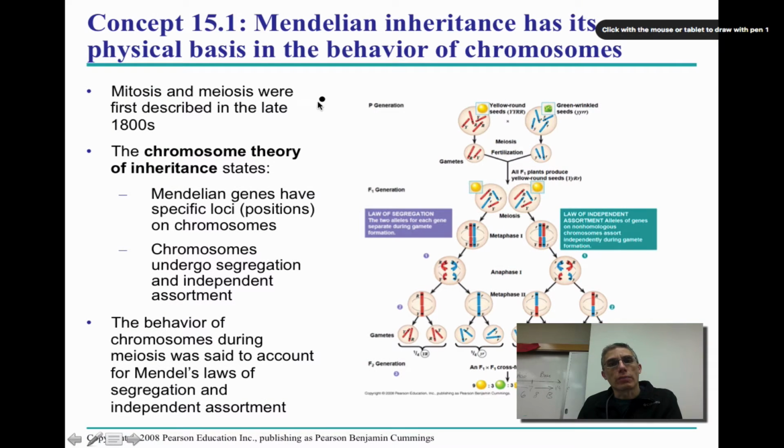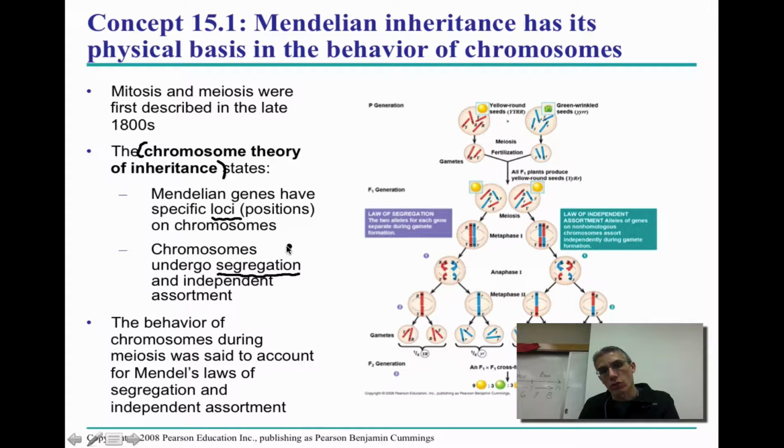So before we get too far into 15, we want to look at, again, the simple idea of Mendelian inheritance. Now, something we're going to focus on at the very beginning is something called the chromosome theory of inheritance. If you look here, we have 2 bullet points. It says Mendelian genes have specific loci. Remember, loci are simply the position of that gene on the chromosomes, and the idea that chromosomes do undergo something called segregation. So remember, segregation is simply the separation of those chromosomes into gametes when those gametes are being formed. So the separation of those homologous pairs is what we're looking at.